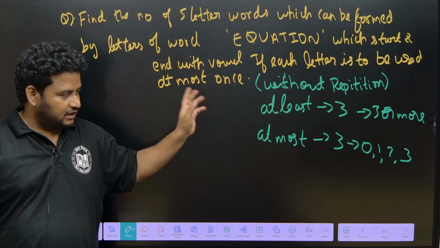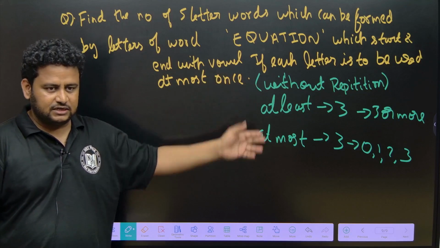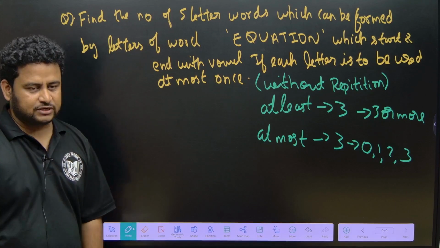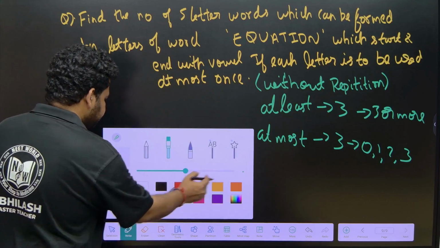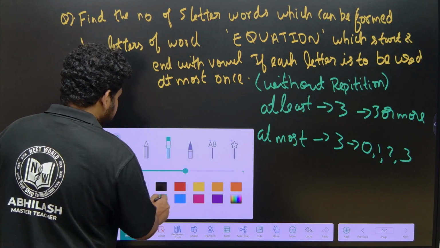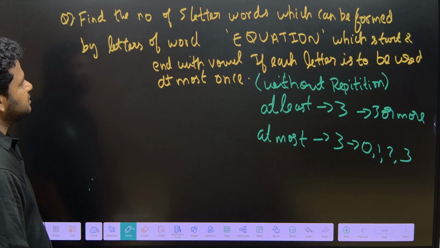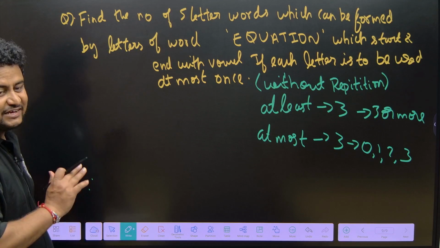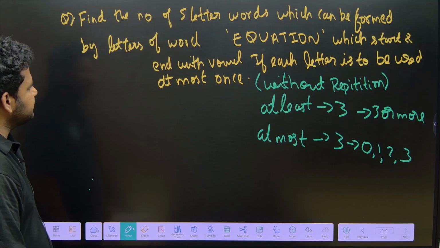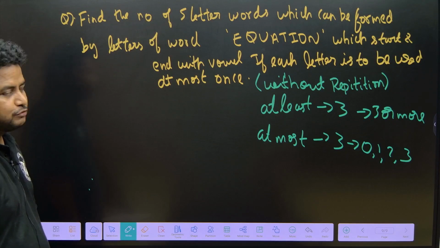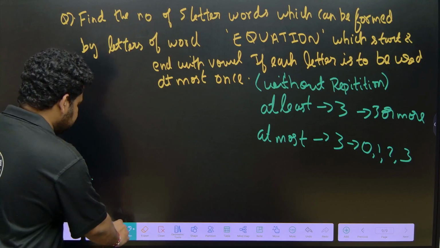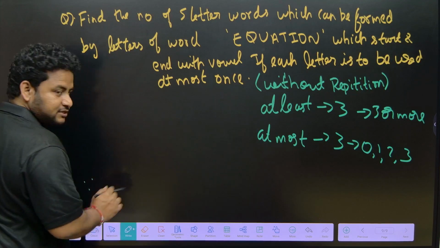If they are using at most instead of without, it is synonymous with without repetition. Now, let us solve the question. We have understood they are asking at most, without repetition. Find the number of 5 letter words which can be formed by the letters of the word EQUATION, which start and end with a vowel, if each letter is to be used at most once.